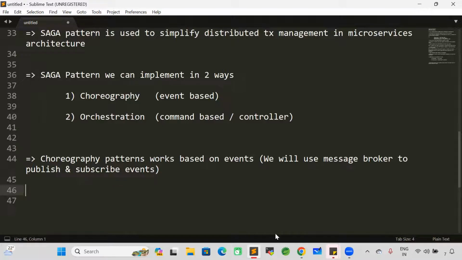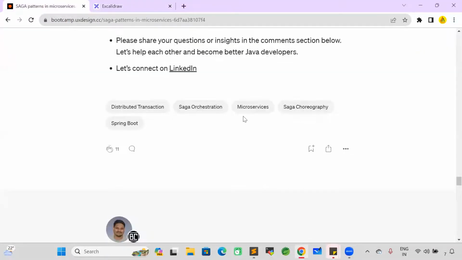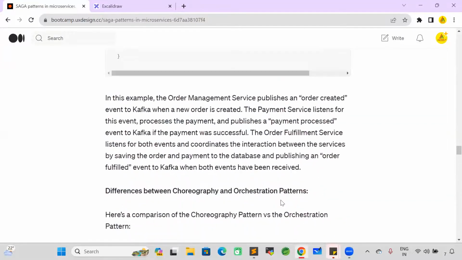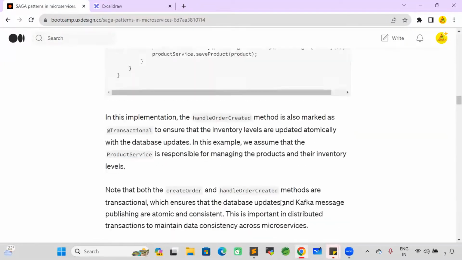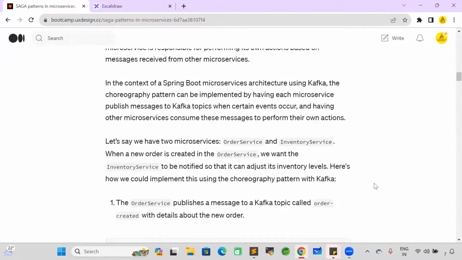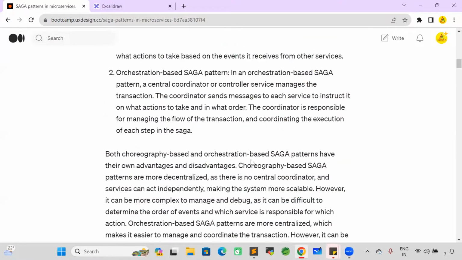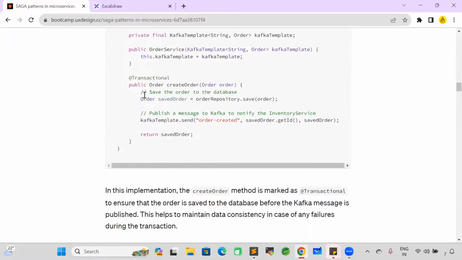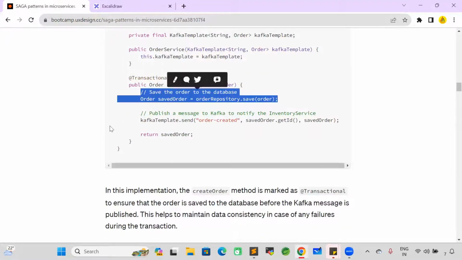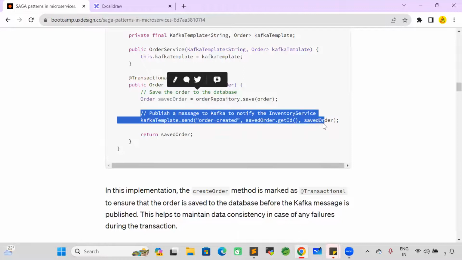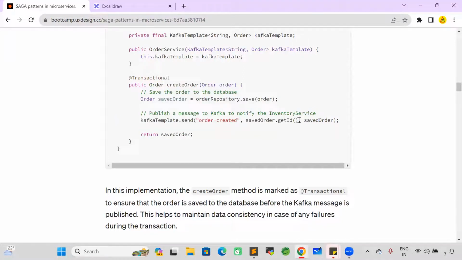As you have seen, the sample coding is also given on the internet. First order will be created, then it will go to the inventory, then to the payment, then to the order fulfill service. So first one, create the order. Once the order is created, it will be saved to the database. Then it will publish a message to the Kafka topic: order is created with order ID.